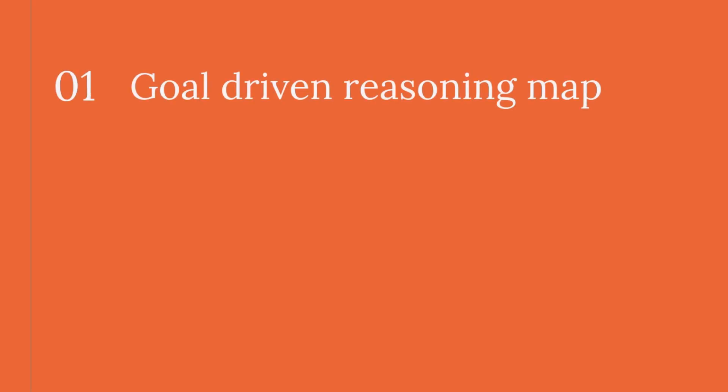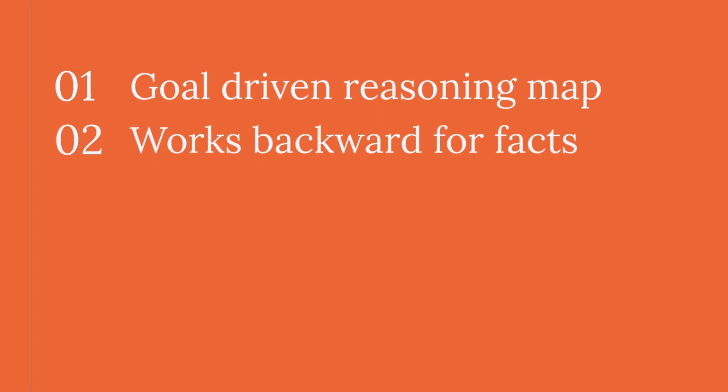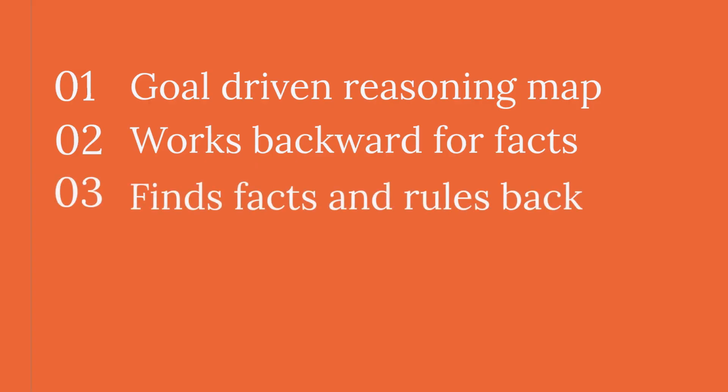Goal-driven reasoning starts with a goal and works backward to find the facts or rules that support it. In backward chaining, the system identifies what is needed to achieve the target and reasons in reverse. This approach is linked to troubleshooting systems and automated planning.